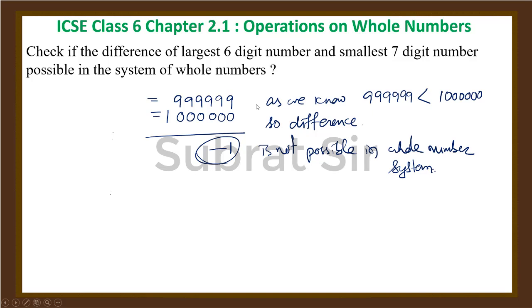So we know whenever the first number is less than the second number, the difference is not possible in whole number system. Here the question is given in a tricky way, but we already did 4 or 5 questions like this previously. Okay, the next one we will do.